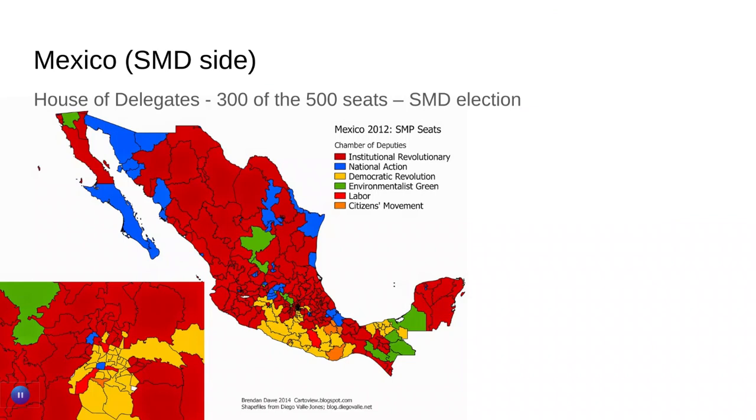So on the SMD side, here's a map of the single-member districts in Mexico. 300 of the 500 seats in the House of Delegates are chosen this way. These are geographically based, and you can see in 2012 that the PRI, the Institutional Revolutionary Party, did quite well.